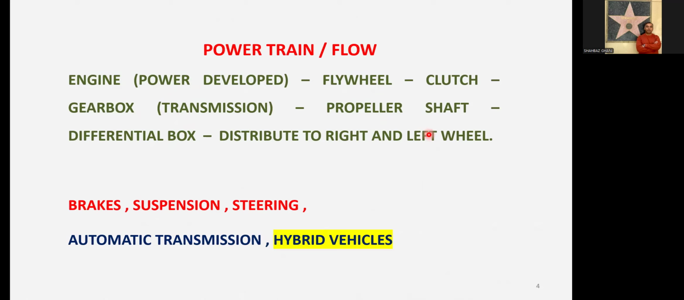These are topics which we have covered previously, and the additional topics which we have covered are the brakes, suspension, the steering system, and automatic transmission. Now, the current topic is hybrid vehicle, and today is the last lecture of this topic and the last lecture of this course.